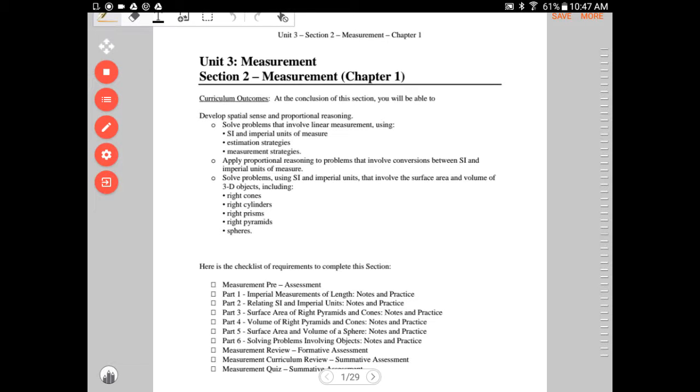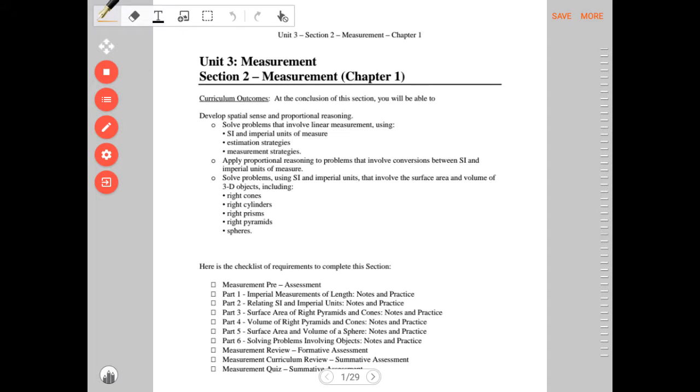Hi everyone, Unit 3 Measurement, Section 2, Measurement. Okay, so this is Chapter 1 in your textbook. So there's a few curriculum outcomes for this chapter that I need to make you aware of.